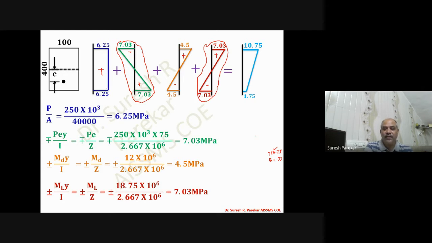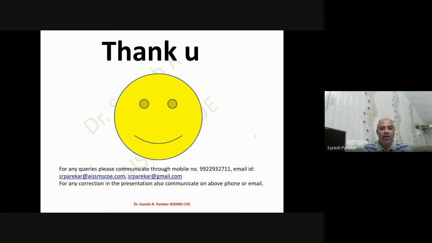So tomorrow we will see load balancing, and one problem we will solve by all these three methods. Then one or two problems I will take for an unsymmetrical section, so you are in a position to understand.